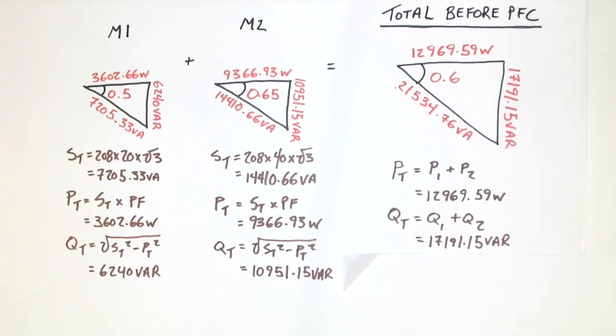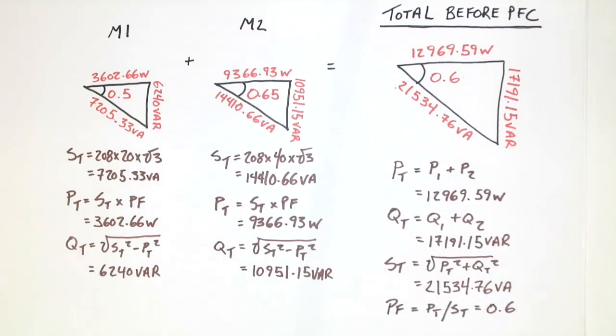So here's the math that I've used. Power 1 plus power 2, Q1 plus Q2, total VA, and finally the power factor, which is 0.6.